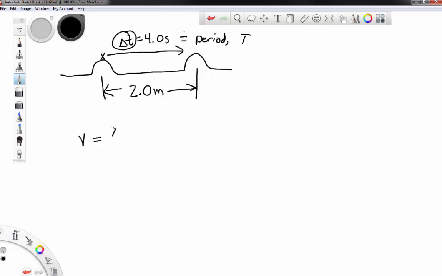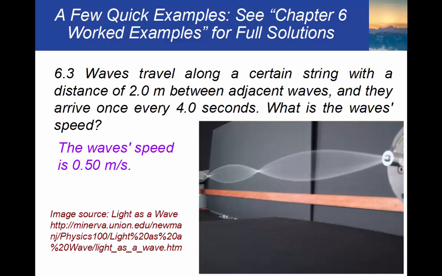So the distance that we have to work with is a wavelength. The time we have to work with is a period. So that gives us 2.0 meters divided by 4.0 seconds. So this is 0.5 meters per second. So that means that the wave speed in this case is 0.5 meters per second.